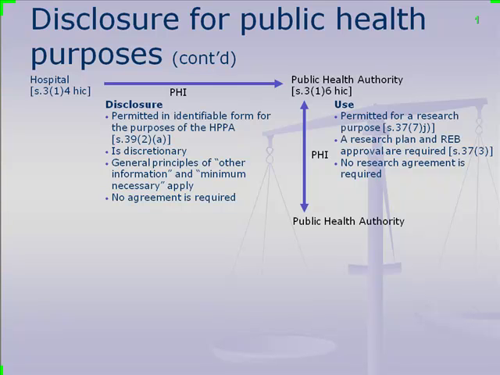And no research agreement is required. On the other hand, if at the time the information is being disclosed to the public health authority by the hospital, the public health authority contemplates that, in addition to the surveillance, they may be doing some research of their own, then I would say in that situation, the research requirements should be followed, getting approval from the hospital REB and a research agreement being entered into between the hospital and the public health authority. It's a matter of timing.